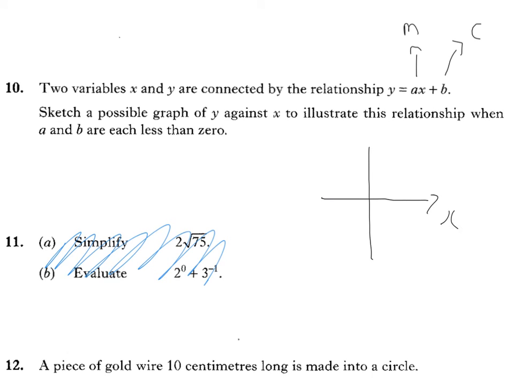There's my x-axis. There's the y-axis. The gradient given by a in this particular example is less than 0. The y-intercept given by b is less than 0. With a bit of thought, it's hard to go wrong with this one. And there is what that might look like. Alright, so the gradient is less than 0, the y-intercept is less than 0, and that's a possible sketch of that particular straight line when both a and b are less than 0, and that's the end of the question.